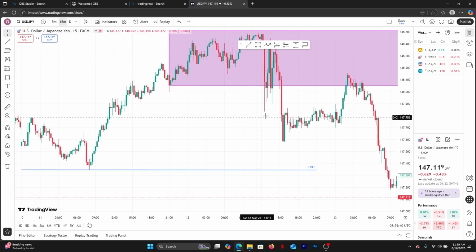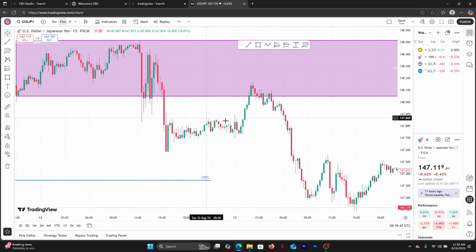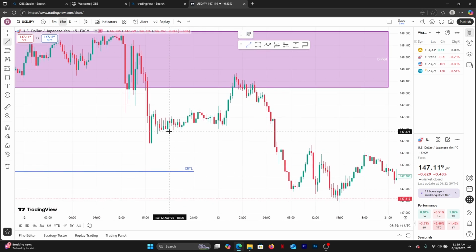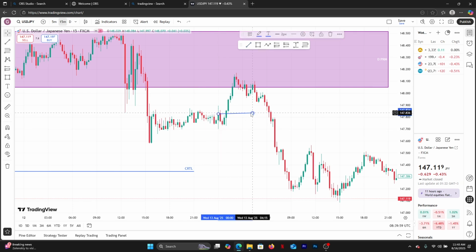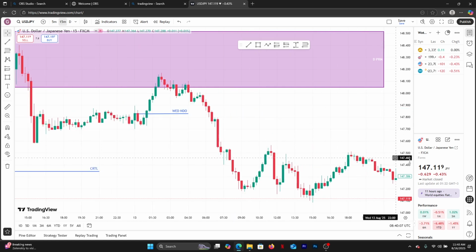So this is the 15-minute time frame. We can mark the new day open. Now we are looking for sales on Wednesday. So the new day opens at around this, on this candle. So this is Wednesday new day open, and we are already anticipating for price to drop.